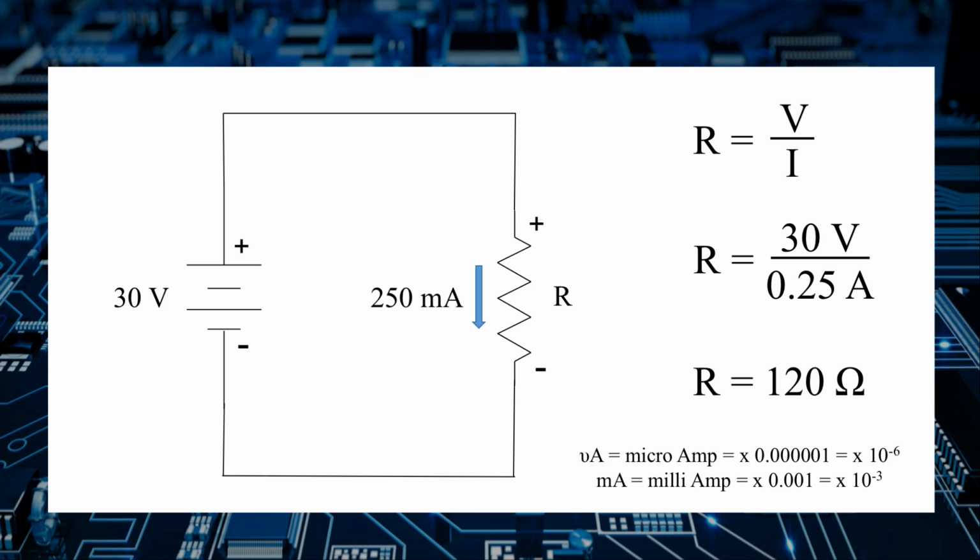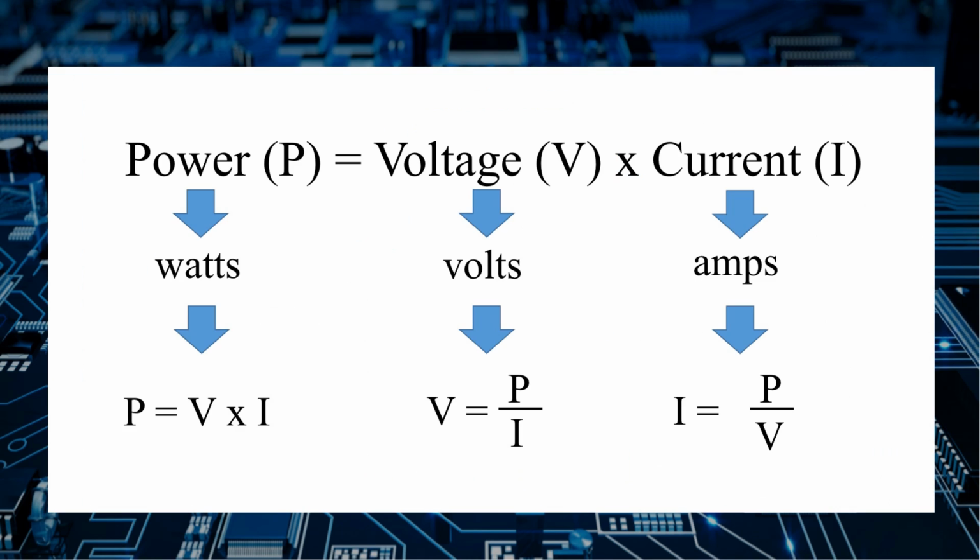So, to calculate the resistance from the voltage and current, we rearrange the formula so that R equals V over I, and convert 250 milliamps to amps by dividing by 1,000. So we end up with that R equals voltage over current, or 30 volts over 0.25 amps, which equals 120 ohms.